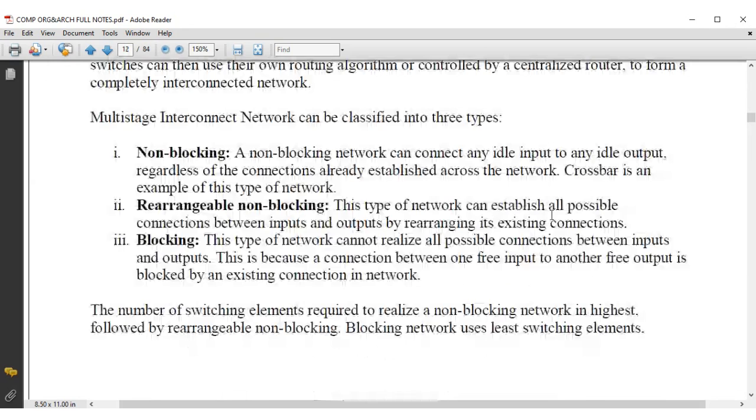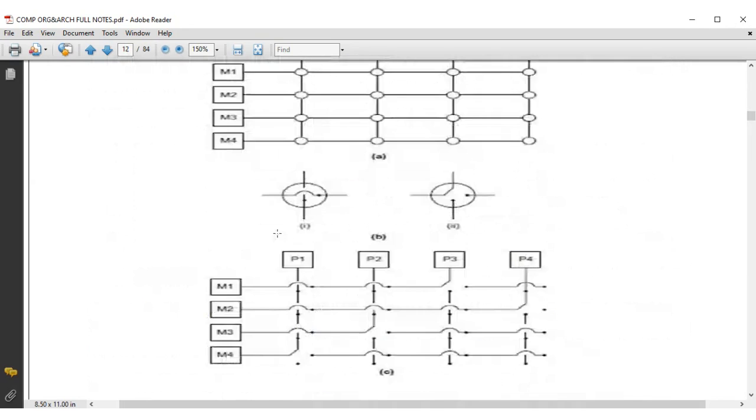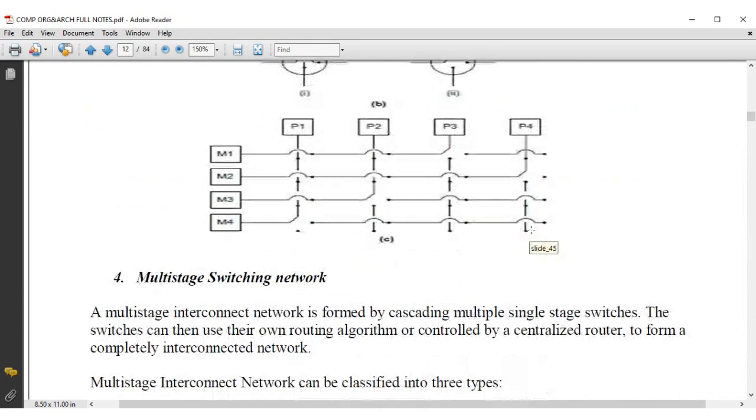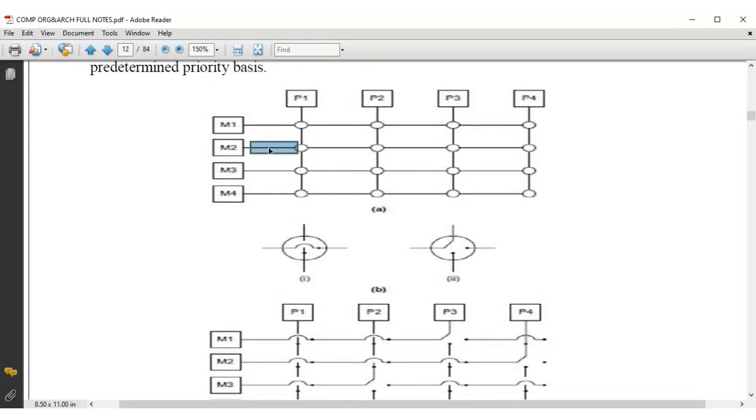Ukiangalia hapa, kwa crossbar switch, there is only one path. Can you see that? One path, one path, one path. If it wants to send from here to here, one path. But haziendi hizi back and forth. Utapata ati memory 2 ikitaka kucommunicate na P4 ati itaenda hivi, ikifika hapa ipelekwe hapa, ikifika hapa ipelekwe huku, in a very haphazard manner. No, it goes in straight lines. Kama ni P4 itaenda hivi.